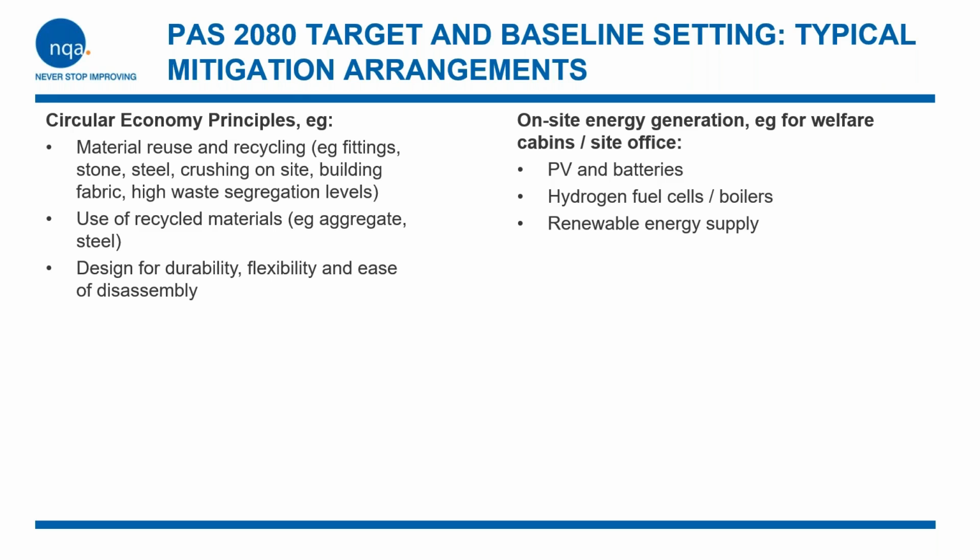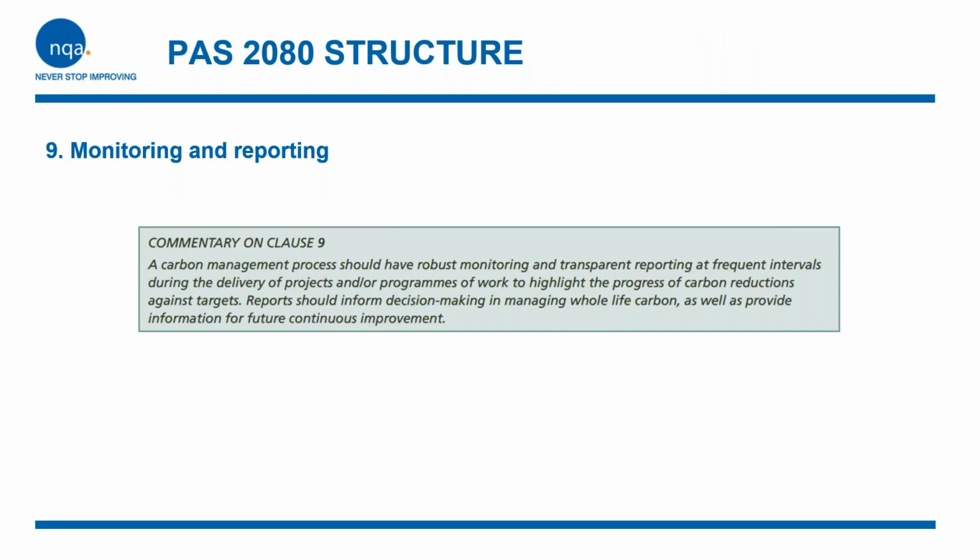On-site energy generation for cabins and site offices and plant and things. Obviously, it's quite common these days to see solar panels at construction sites, sometimes with battery storage. I've even seen hydrogen fired welfare units with hydrogen fuel cells, but also with hydrogen boilers that provide heat and electricity to the cabins. And of course, you can procure 100% renewable electricity supplies to sites if they're permanent and long-term ones. So I'm going to put the foot down a little bit because I'm running out of time.